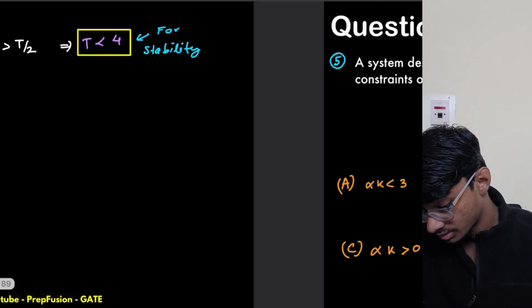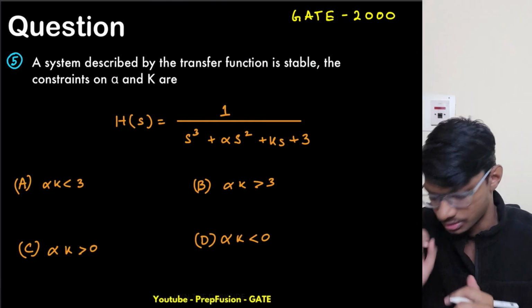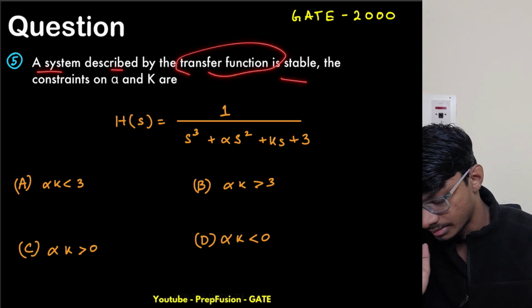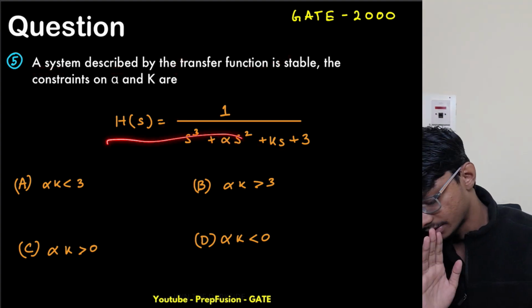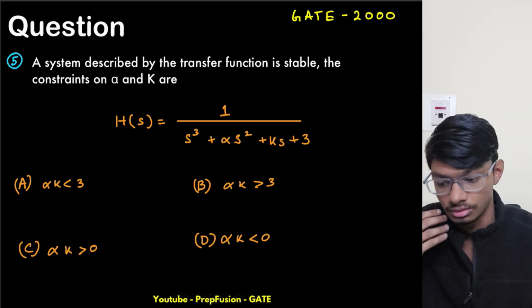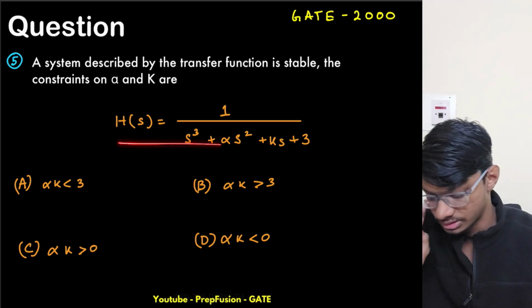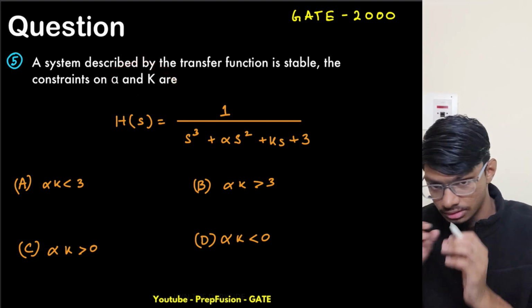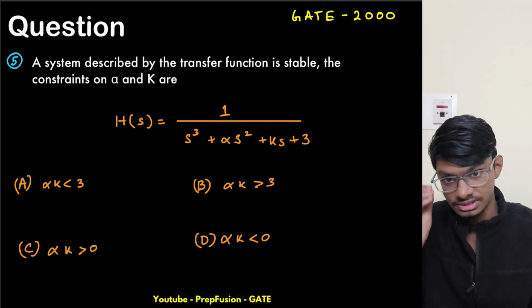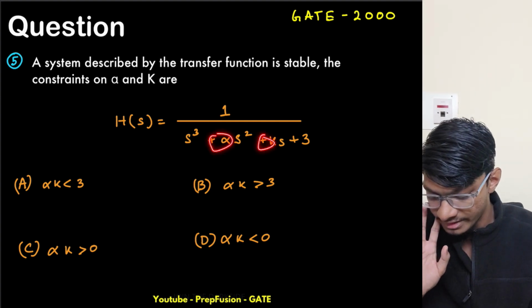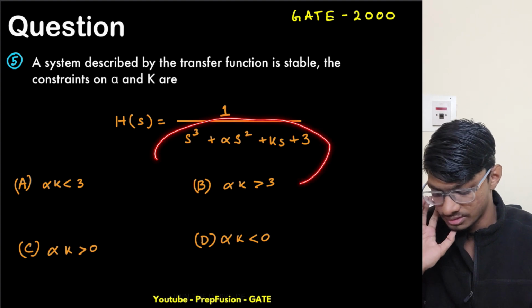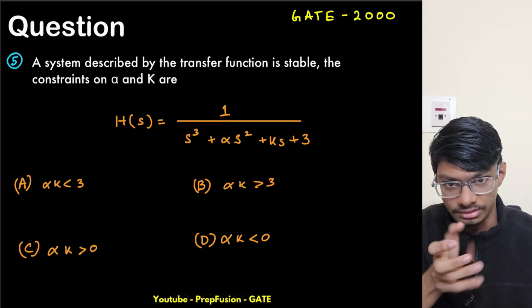Okay, so this was it for this question. Now let's go to the next question. What is the next question telling us? A system described by the transfer function is stable. This is not the OLTF, this is the CLTF. The constraints on alpha and K. The question has told us that the system is stable, so you have to find alpha and K such that the system is stable. Again the same thing: find the condition for which the system is stable.